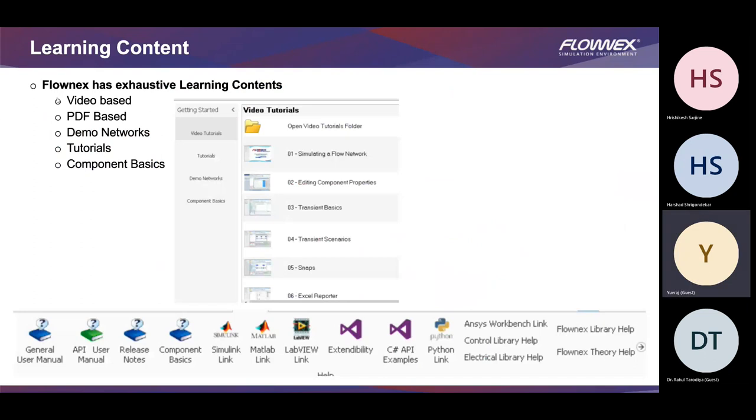Then we have Flownex learning content. When you install the software, you will be wondering how to learn this software. No need to panic regarding that. We have around 48 PDF based networks and some 28 video based networks. These are very much sufficient. These PDFs are explained in detail. If you follow these tutorials, you'll be learning Flownex and you'll know what its capabilities are, and you can use Flownex. You'll be ready after doing all these tutorials to build your own network and analyze it in your area of application.